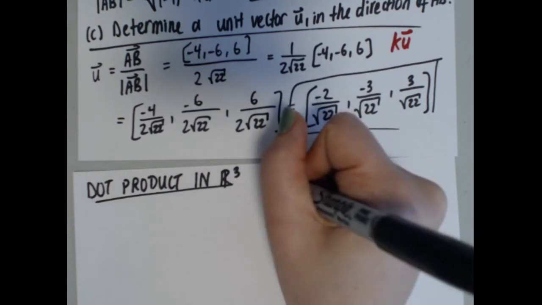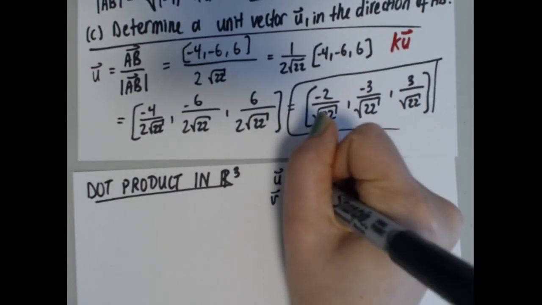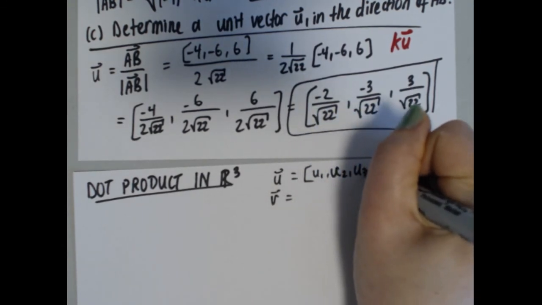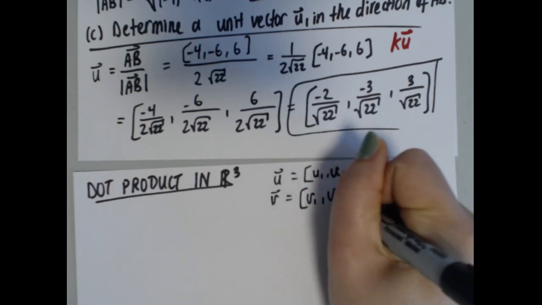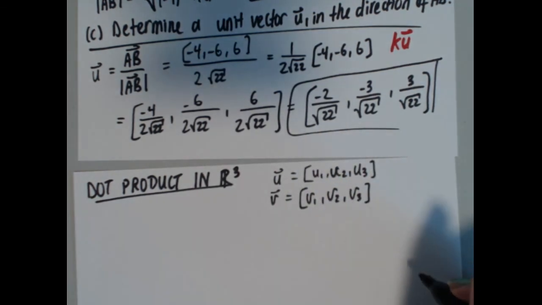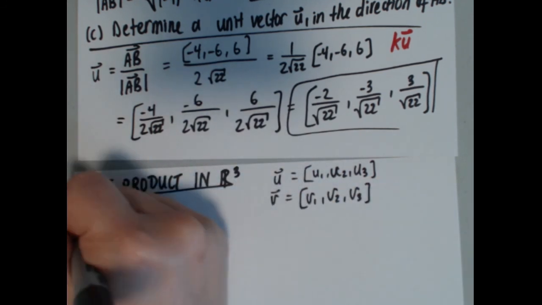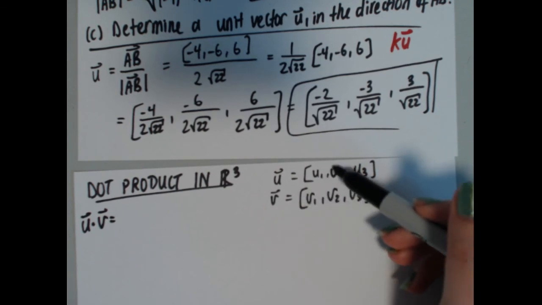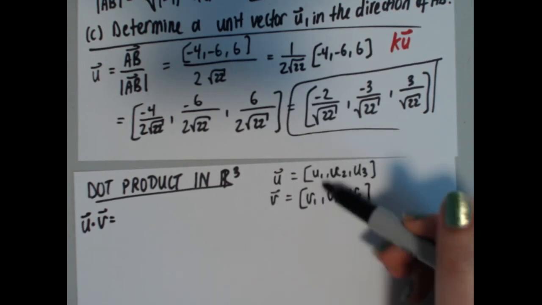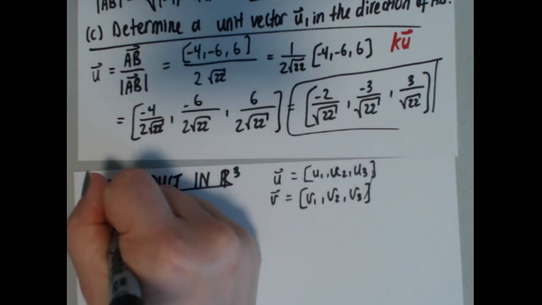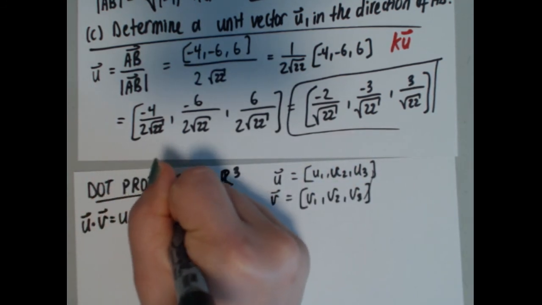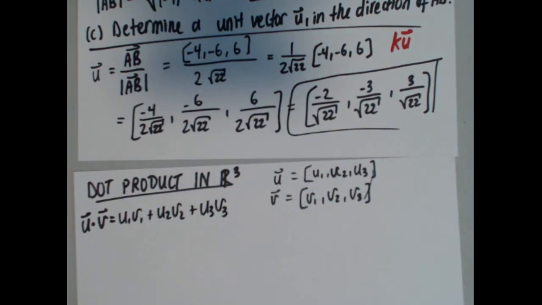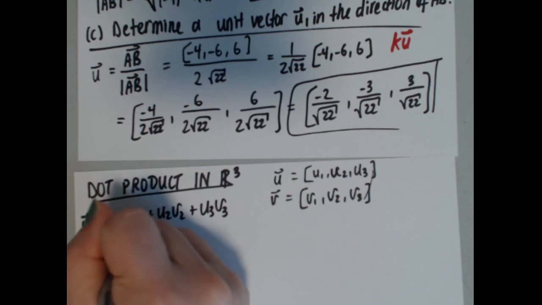So again, we are dealing with the two vectors u and v, and u and v will be represented as follows. Okay, so there are my vectors u and v. The dot product u dot v, same as before, we're going to take the sum of the products of each dimension. So u1 v1 plus u2 v2 plus u3 v3. Okay, and that's really all it is. So let's make sure that is okay by doing an example.